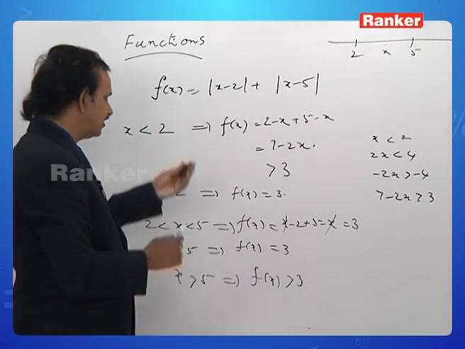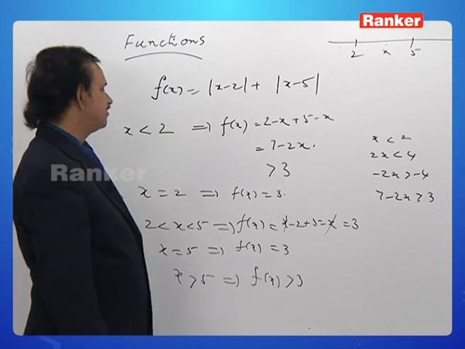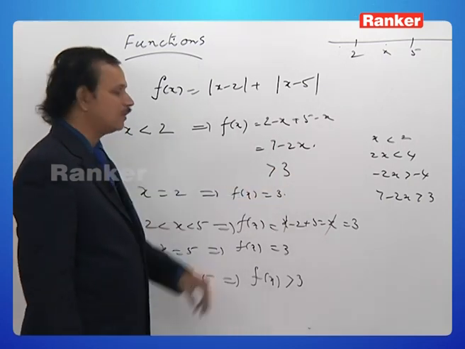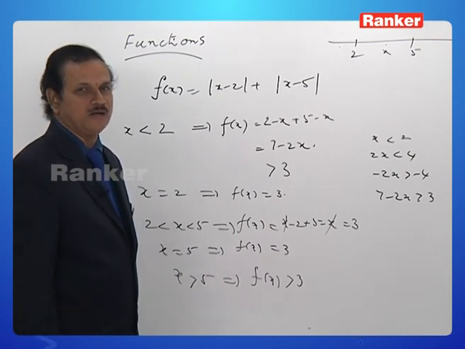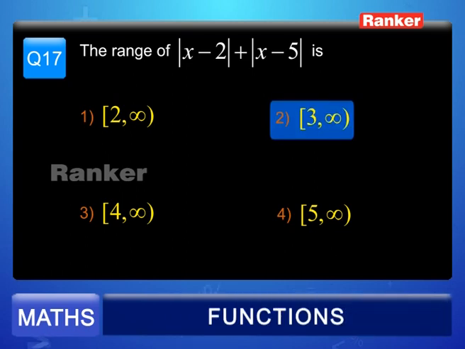By clubbing all these cases, we can trace that the range of f of x is always greater than or equal to 3. What is the right option? The second option is the right option, that is, the closed interval 3 to infinity, as f of x is either equal to 3 or greater than 3 in almost all the cases. Therefore, the range of f of x is the closed interval 3 to infinity. The second option is the right option.